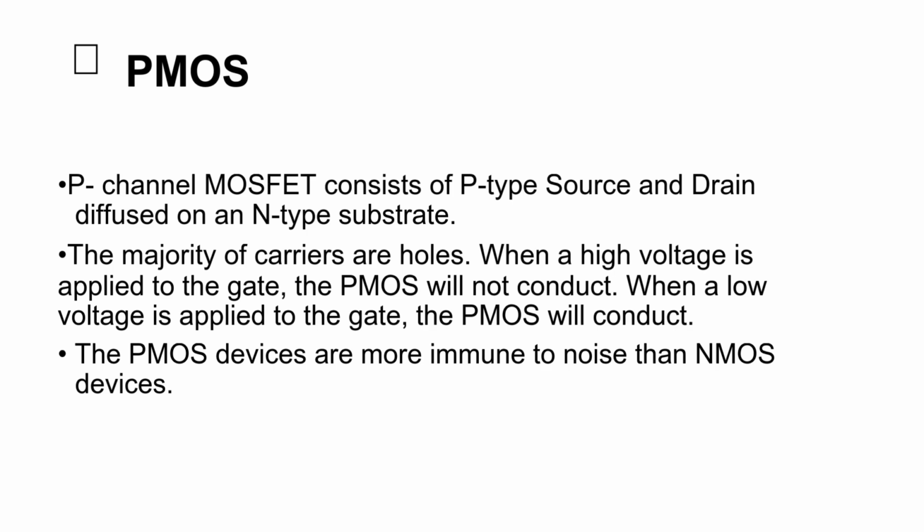As shown in this slide, the P-channel MOSFET consists of P-type source and drain diffused on the N-type substrate. The majority carriers are holes. When high voltage is applied to the gate, the PMOS will not conduct. When low voltage is applied to the gate, then the PMOS will conduct. The PMOS devices are more immune to noise than the NMOS devices.